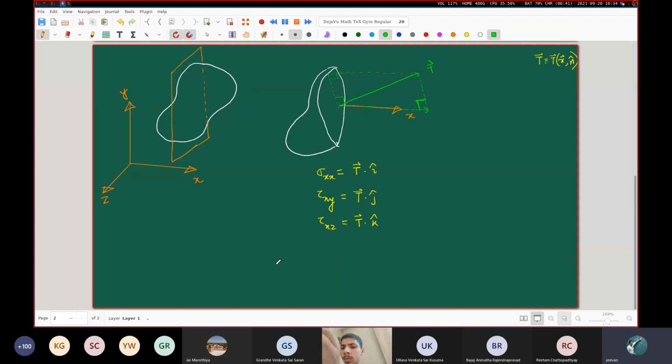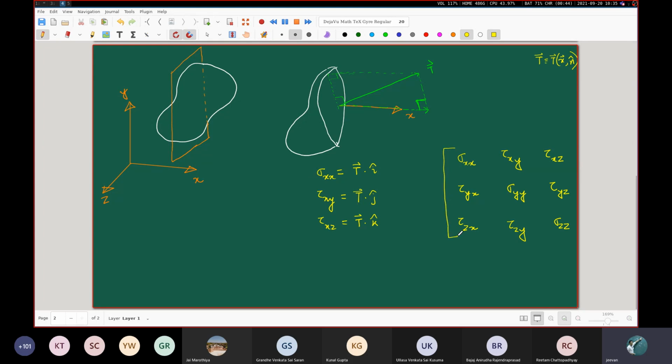All that is fine. So at a particular point, referring to a set of coordinate axes, a rectangular Cartesian coordinate system, we end up with these 9 different components of stresses, out of which 6 are actually independent. So we write these things like this: sigma xx, tau xy, tau xz, tau yx, sigma yy, tau yz, tau zx, tau zy, and sigma zz. And this can actually be thought of as a 3x3 matrix.